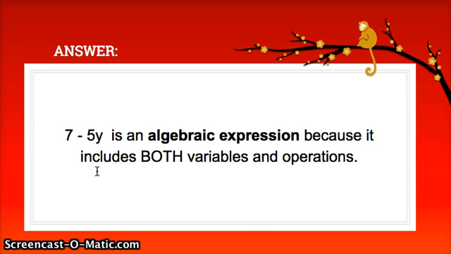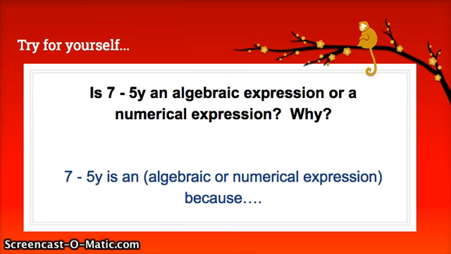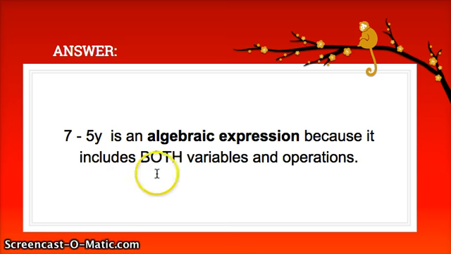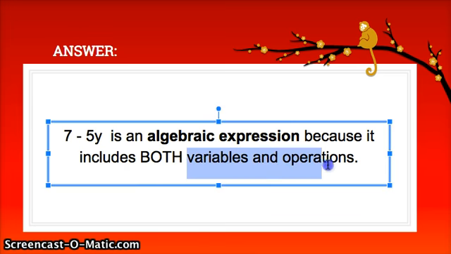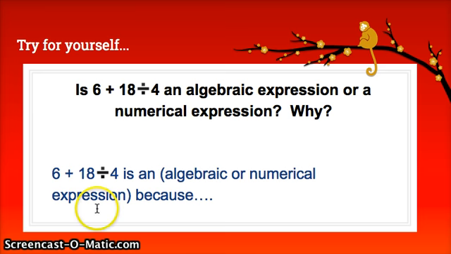Anytime you're explaining if something is algebraic or numerical, you need to go back to the definition for your evidence. And if you'll recall, the definition of an algebraic expression is an expression that contains variables and operations. I used that definition here in my response: 7 minus 5 times y is an algebraic expression because it includes both variables and operations. Let's look at another one.